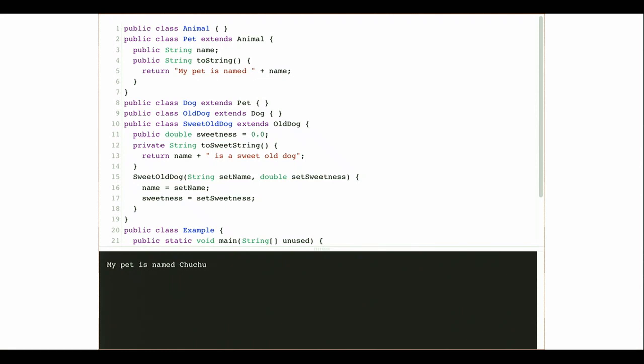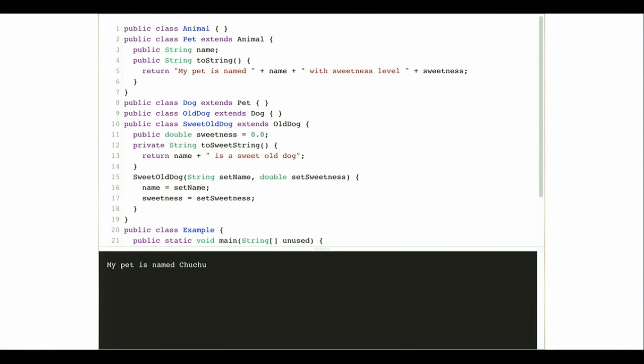But now, when I print off information about my sweet old dog, I feel like I should include the sweetness level of the dog. So let's try this. For now, let's just ignore this toString method we have down here. Let's just try to put it up here. I'll say "with sweetness level" and then sweetness. What is going to happen now?